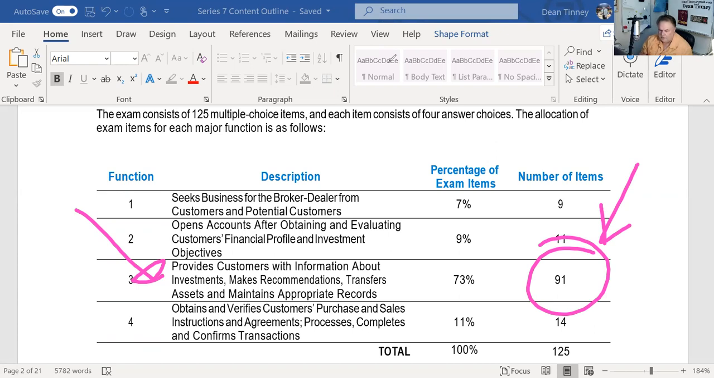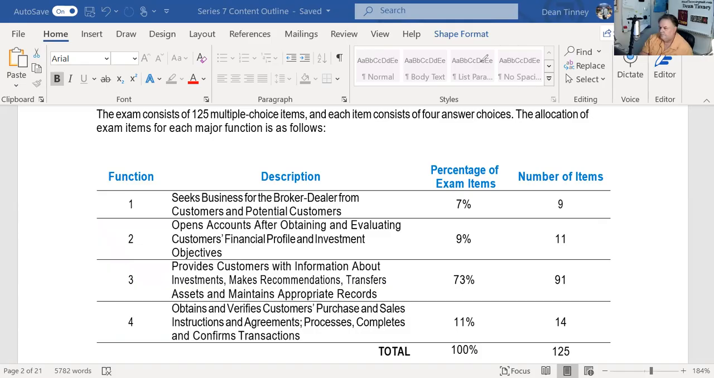Critical function 4 to being a broker is that you obtain and verify customer purchase and sales instructions, agreements, process, complete, and confirm transactions. So pay attention to that weighting. 91 is where the big weighting is.